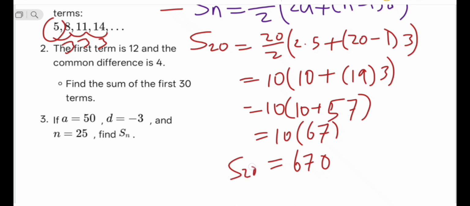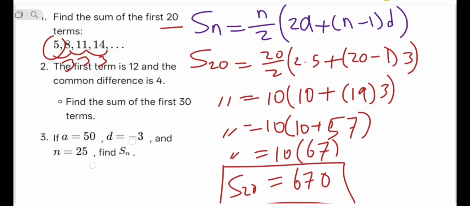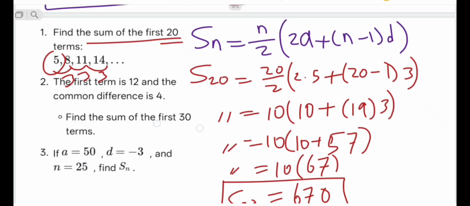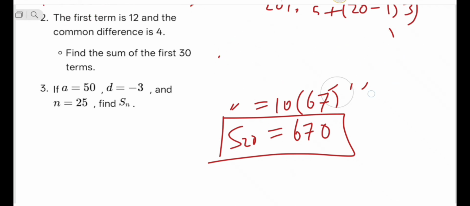So S20, the sum of the first 20 terms, is 670. This is our answer. Find the sum of first 20 terms. This is our answer. I hope you understand. Look at the next question.